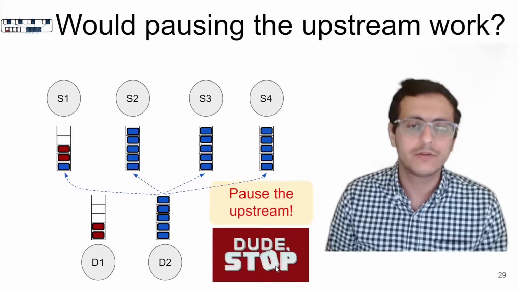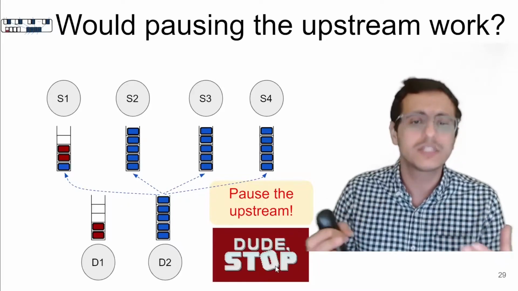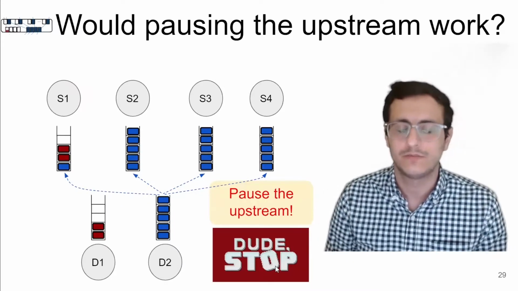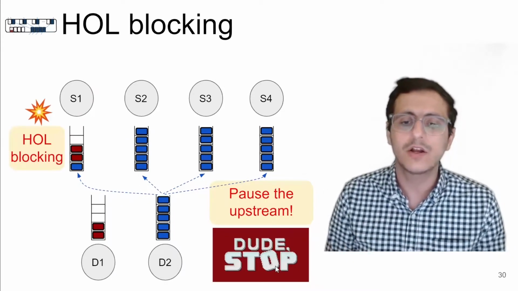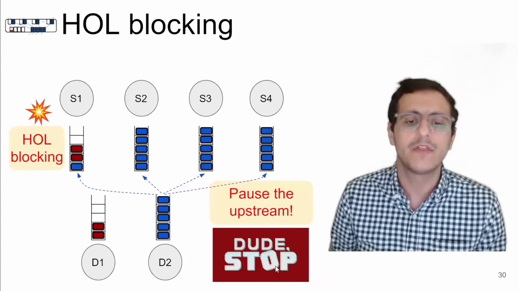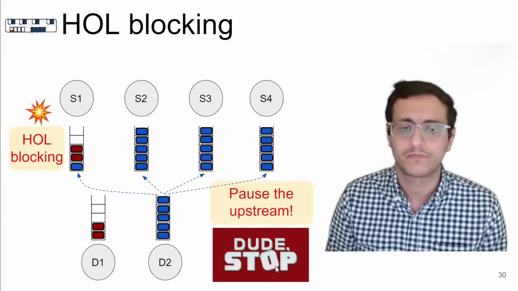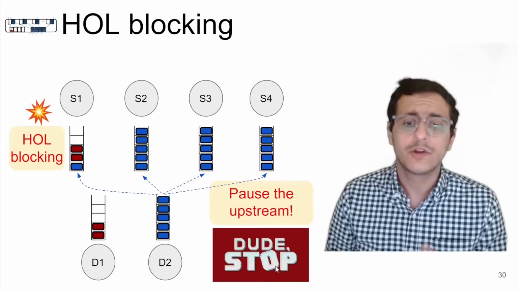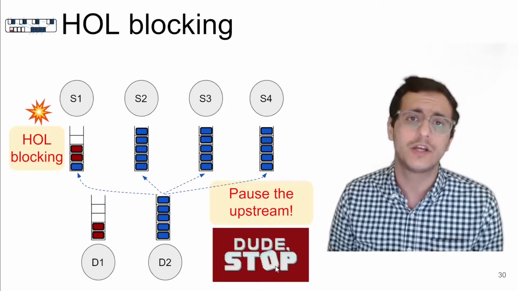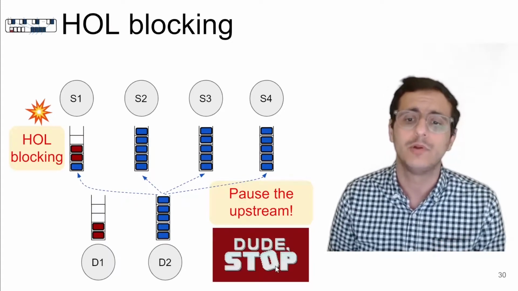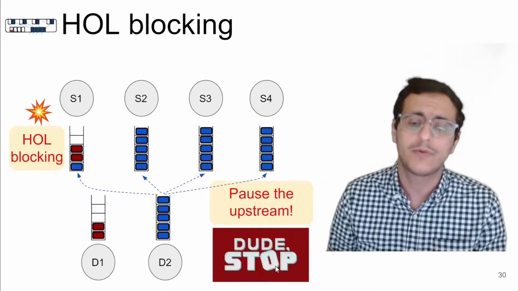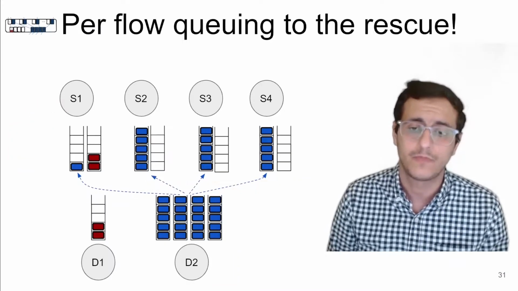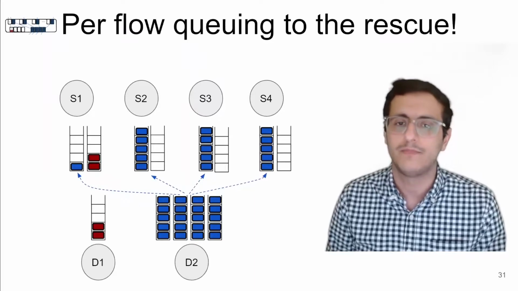The way to do this is to send pause frame to the upstream senders. But this is not going to end well because we end up with head-of-line blocking problem. As you can see, the red flow, which has nothing to do with the congestion, is actually blocked by the blue flow, which is the culprit for this congestion. Now, how to solve this problem?